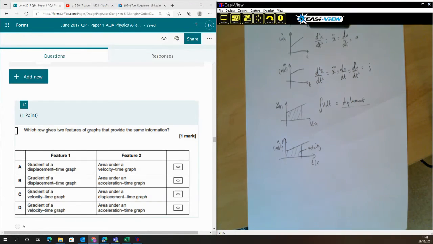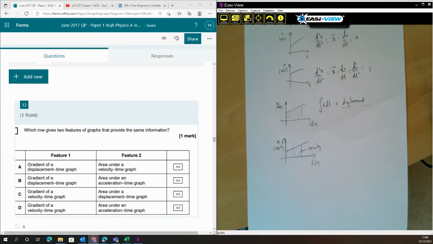From that, I can look at the question. Which gives the same information? Gradient of a displacement time graph, that's a velocity. Area under a velocity time graph, that's a distance. They're not the same thing. Gradient of a displacement time graph, still velocity. Area under acceleration time graph is velocity. They're the same, so it's going to be B.